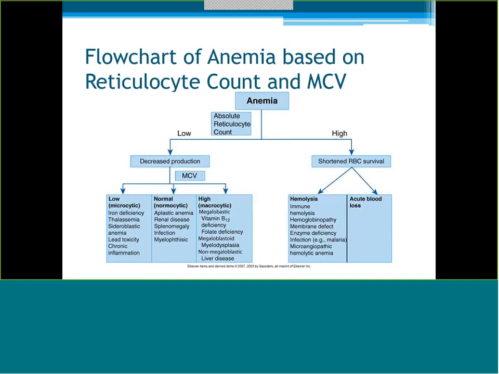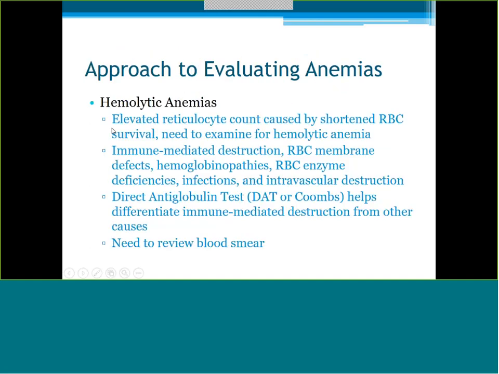So there's a little bit of a flow chart based on those things, the absolute retic count and the MCV. So again, reticulocyte count comes more into play with just hemolytic stuff. So when you look at this chart, it says if you have a retic count that's high and you go over there, that shows all about hemolysis. And then if your retic count is normal or low, then you can look at more MCV stuff and categorize the anemias again that way.